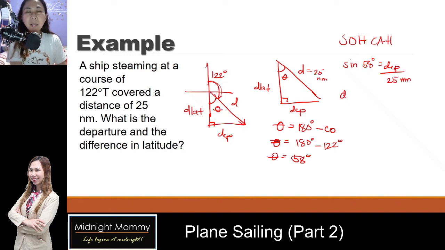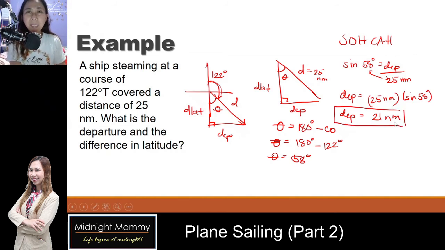So, para ma-solve natin ang departure, so again, cross-multiply nyo lang itong dalawa. So, 25 nautical miles times sine of 58 degrees. So, ang sagot dito is 21 nautical miles. I-round off ko na lang ulit yung value.